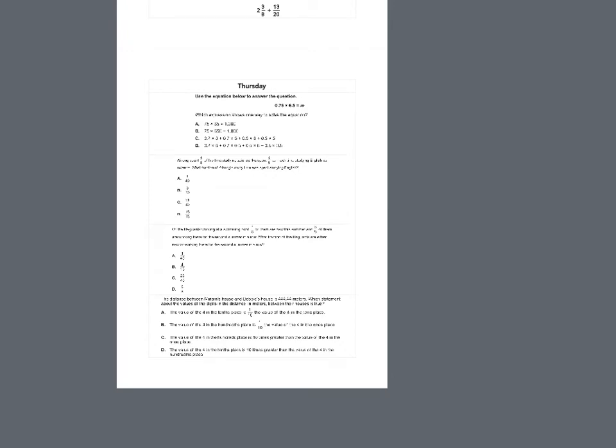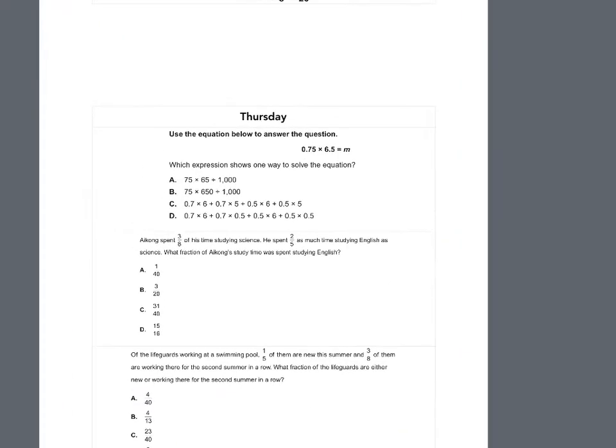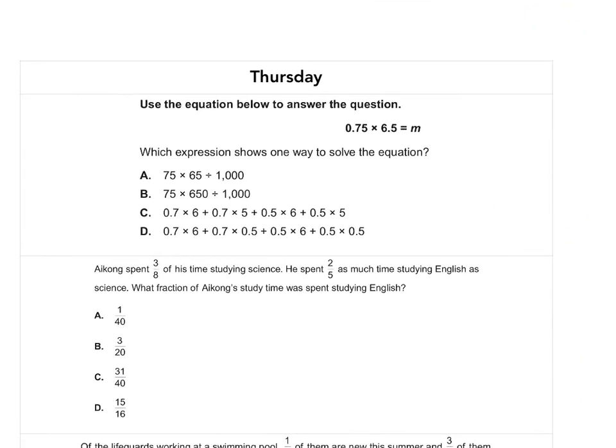This is my math homework number 26, Thursday. For the first one, it says, use the equation below to answer the question. 0.75 times 6.5 equals m. Which expression shows one way to solve the equation? Well, let's see what's going on here.